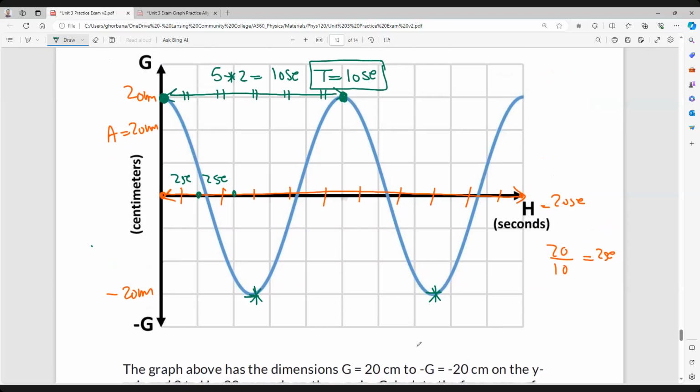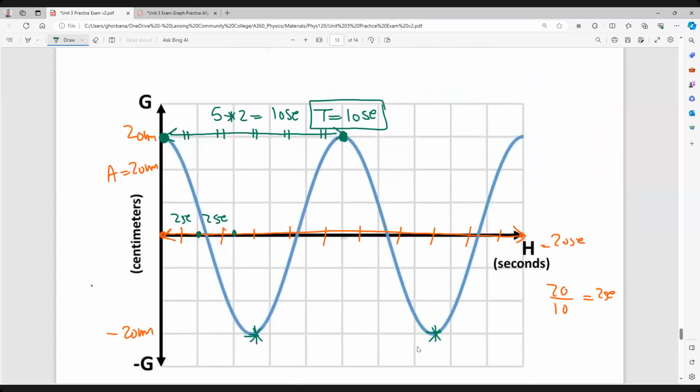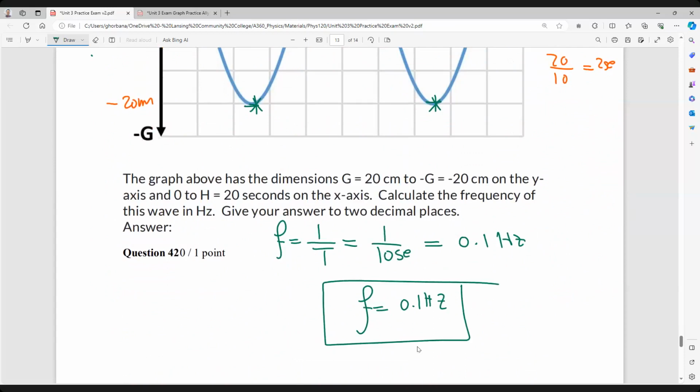So what I do here, because I'm supposed to calculate the frequency, is 1 over the period. What was the period? 10 seconds. So 1 over 10 is going to be 0.1 hertz. Okay, the frequency is going to be 0.1 hertz. Good? Make sense?